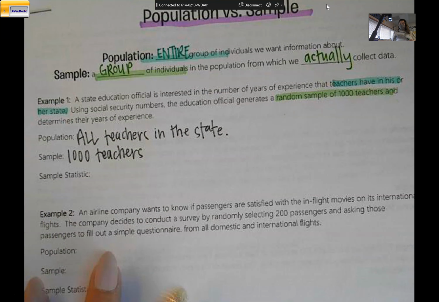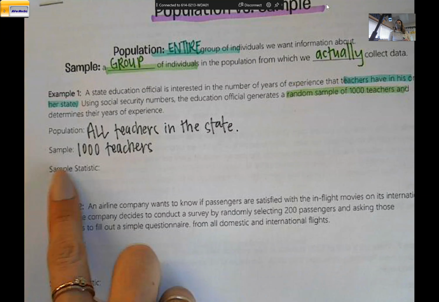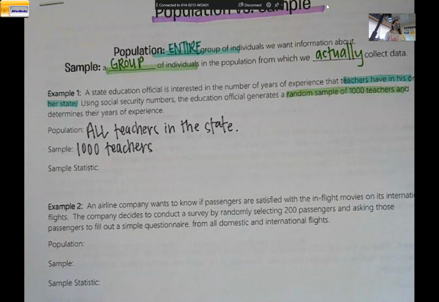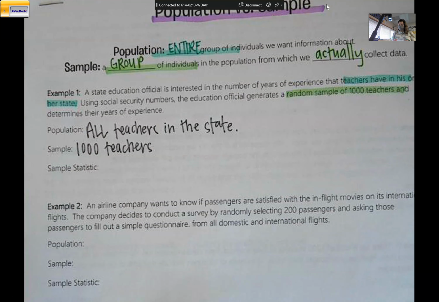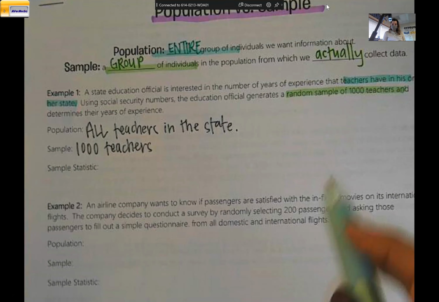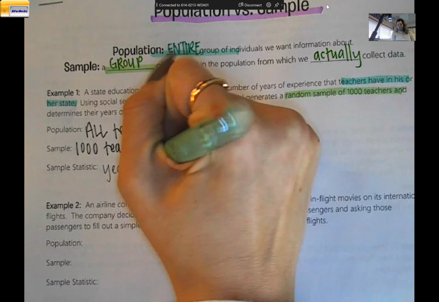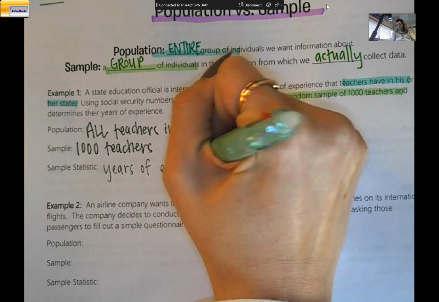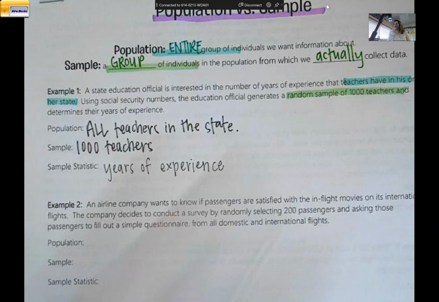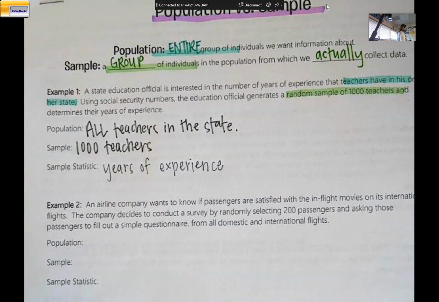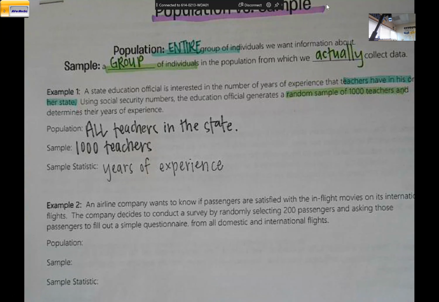So what are we interested in? This last question, the sample statistic, is what we want to know about these people. So in this case, we wanted to know their years of experience. So population, all teachers in the state. Sample, the 1,000 teachers that we actually gathered the ages of. And what we were interested in was years of experience.